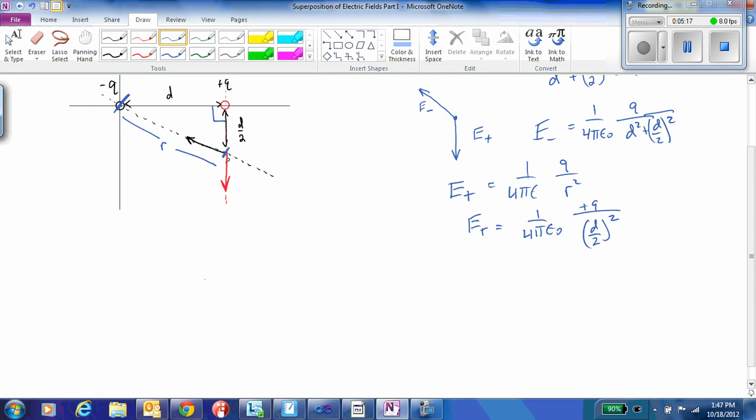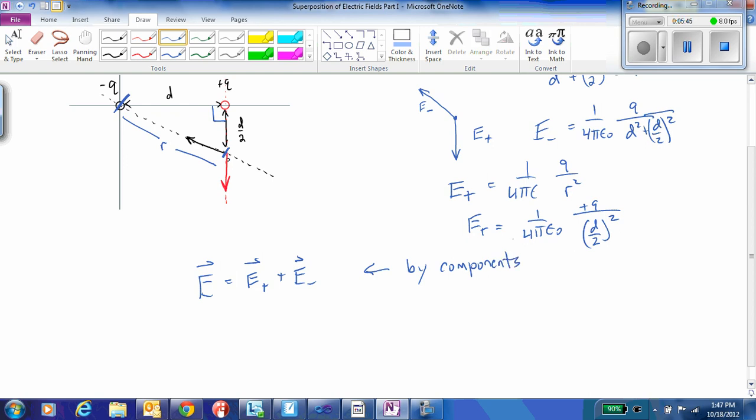So to get the total electric field, I have to add those together. It's the sum of the positive vector plus the negative vector. And since they don't point the same direction, I can't just add them together. So now our problem has turned into a vector sum problem. And we know that to find the sum of vectors, the easiest way to do this addition problem is by components.